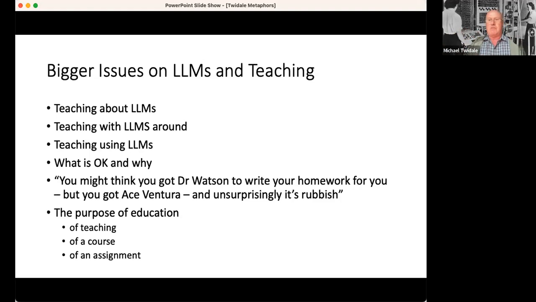So because of all that, we then have these sort of bigger issues. What we're going to do, once we've given people the metaphors and they can think about it, we can think about teaching about large language models. That's what I've been talking about. We can be teaching with large language models or teaching using large language models that other people are talking about. And I'll just sort of wrap up with this: when you're talking to a student and they say, oh, I use ChatGPT, what's wrong with that? And I think, well, you thought you were getting Dr. Watson to write your homework for you, but I think you ended up with Ace Ventura. And what it's produced is absolute rubbish.